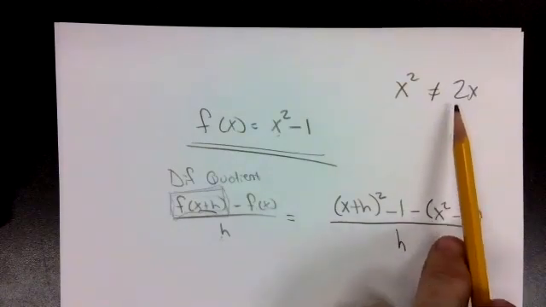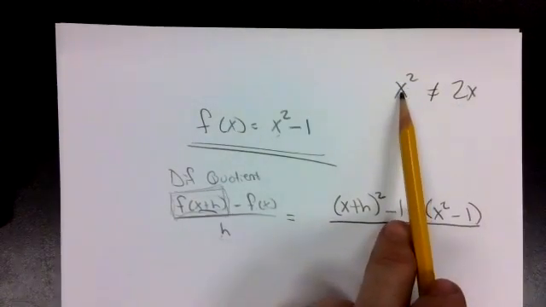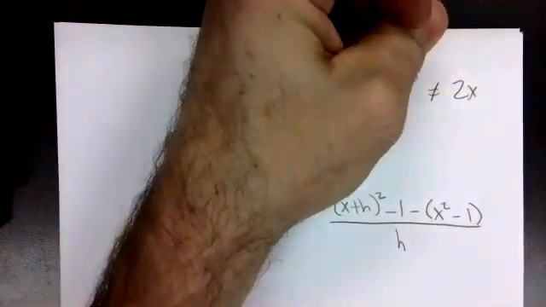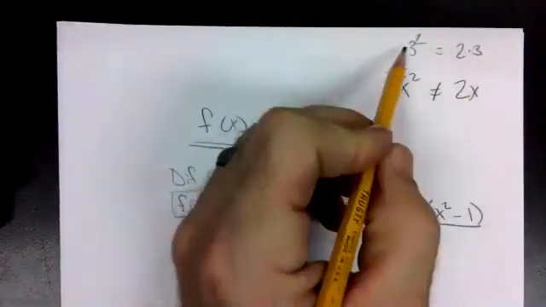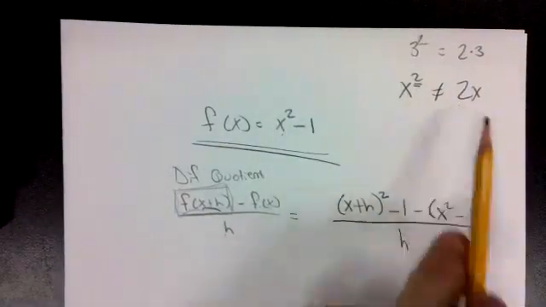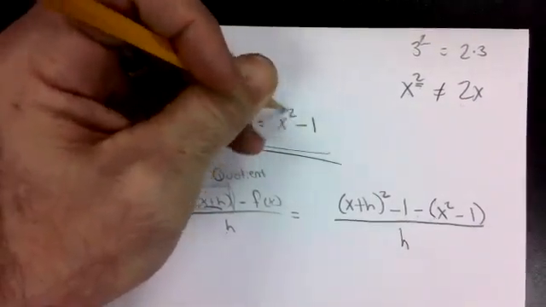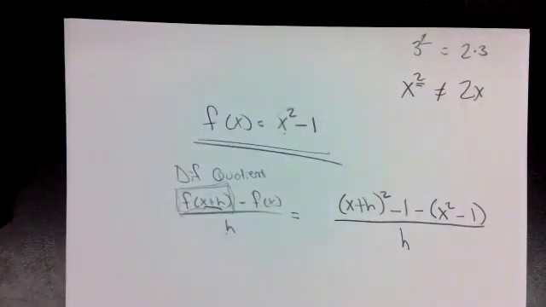2x is doubling it. So 2 times 3 is 6. But the exponent is saying 3 times itself 2 times. So if we plug in 3 squared compared to 2 times 3, 3 squared is 9, 2 times 3 is 6. Those aren't the same thing. So the little 2 is squaring something as opposed to doubling it. What x squared means is to take whatever's in the x and square it.